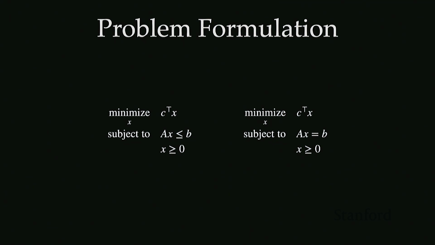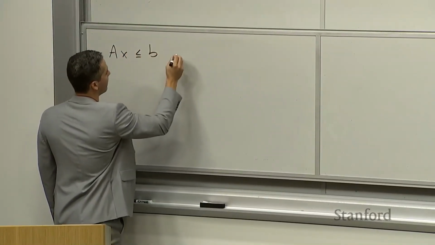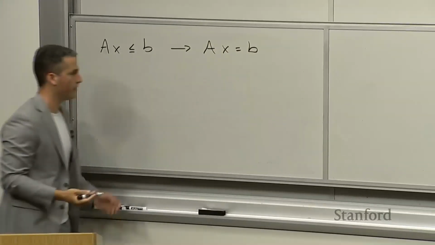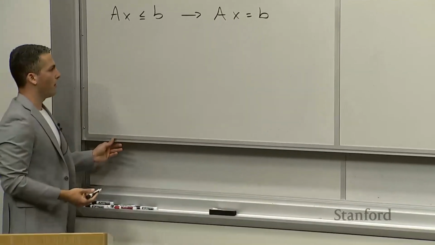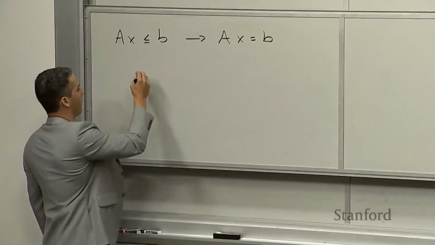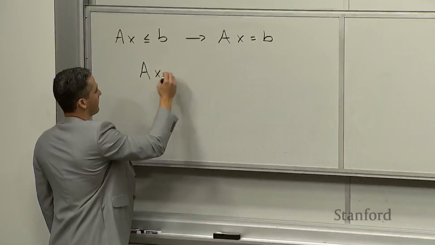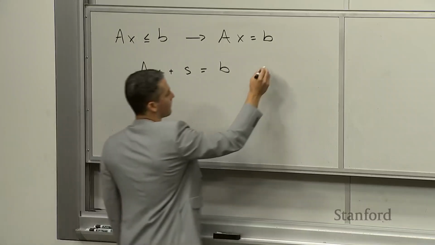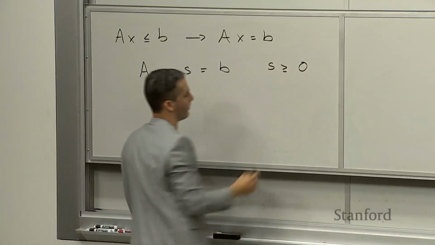To get from standard form to equality form, all we want to do is change our inequality constraints. So we want Ax less than or equal to b, and we want to get that into a form of Ax equal to b. How are we going to do this? For these inequality constraints, we can just introduce what's called a slack variable. What this is going to look like is Ax plus s equal to b, where this s is what we call a slack variable, and it's greater than or equal to 0.